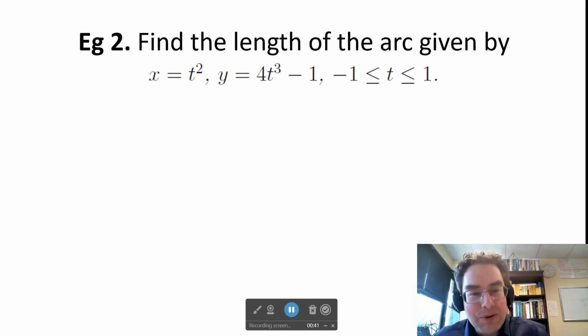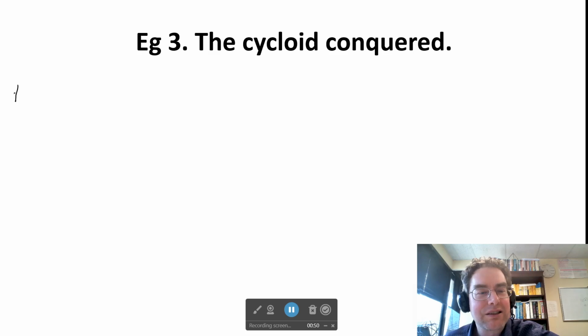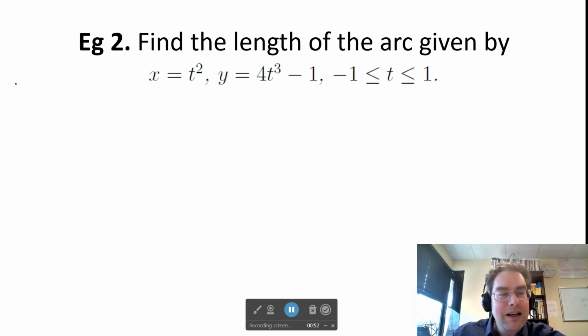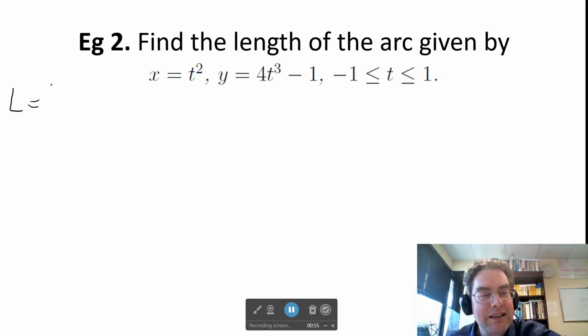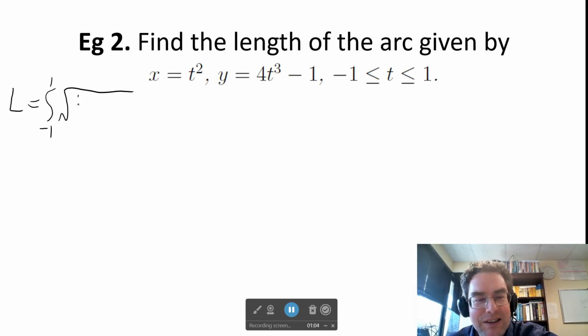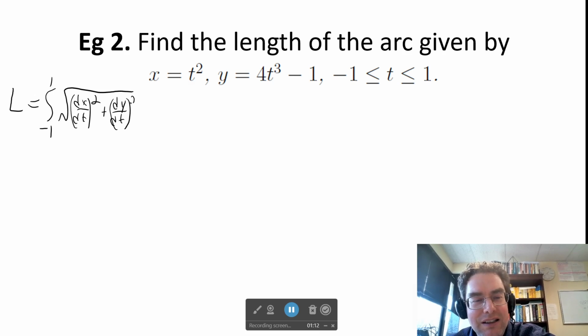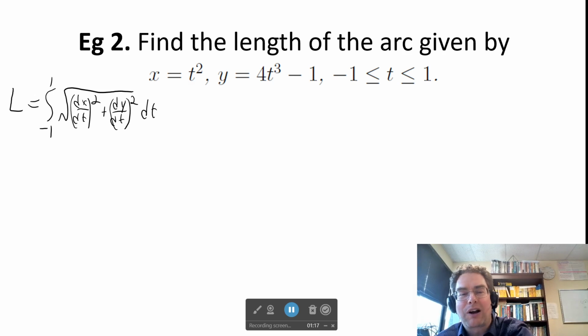Here, we will again be applying our formula for arc length. Let's go back. There we are. Okay, so the length is going to be equal to the integral, in this case from -1 to 1, of the square root of (dx over dt) squared plus (dy over dt) squared, dt. Now of course to do this we have to know what the derivatives are of our parametric equations.